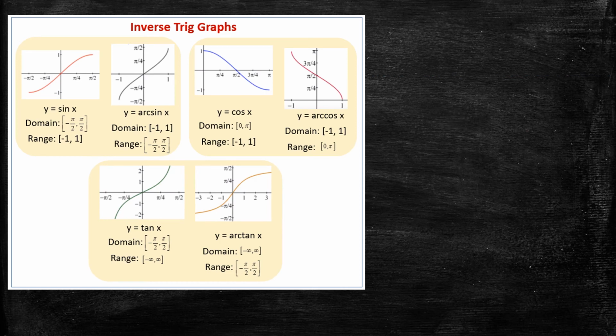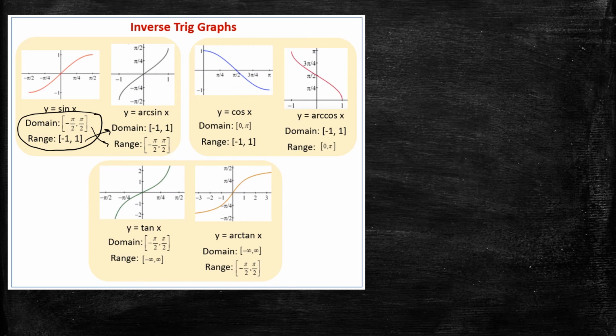Okay, so the 3 main trig functions that we'll be using are sine, cosine, and tangent. Okay, so we have the domain restriction, so for sine, bottom to top, negative pi over 2 to pi over 2. The range doesn't change, so that remains negative 1 to 1. Okay, and then you know that when you switch from a function to its inverse, the domain and range change.